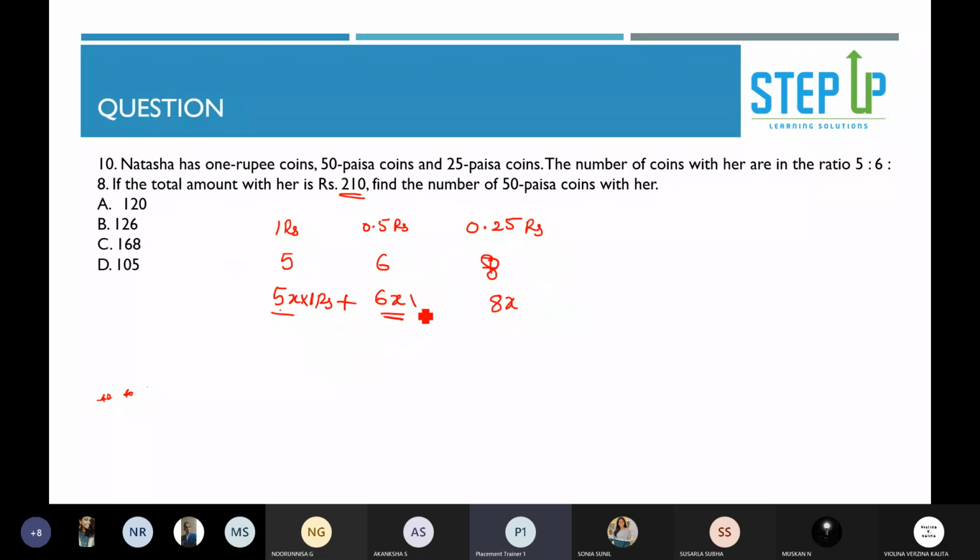6x coins of 0.5 rupees, so 6x into 0.5 rupees she has, plus 8x coins of 0.25 rupees. It means that she has 8x into 0.25 rupees, and this is equal to what? 210. So this will give you 5x plus 6 into 0.5 rupees is 3x rupees, and 8x into 0.25 will be 2x, is equal to 210, or 10x is equal to 210, or x is equal to what? 21. Now can you tell me the answer?